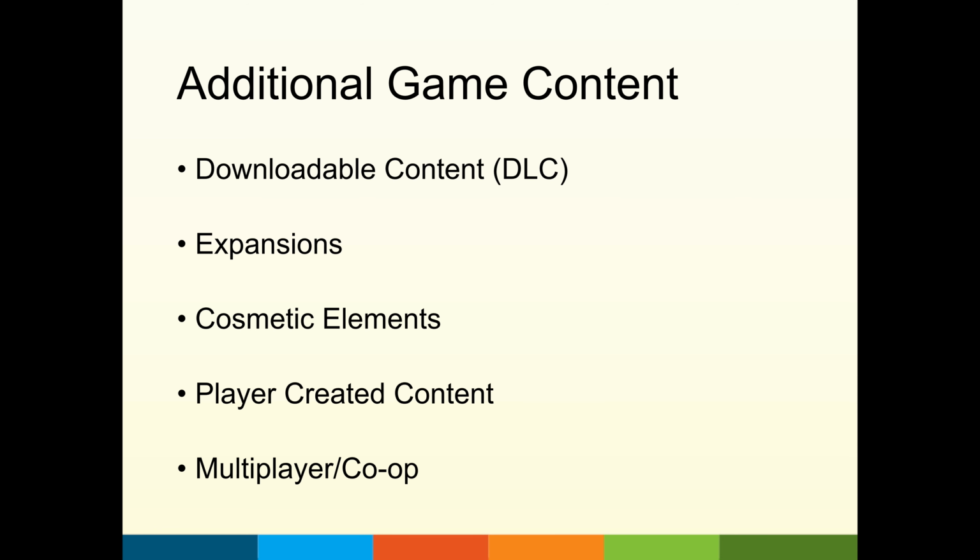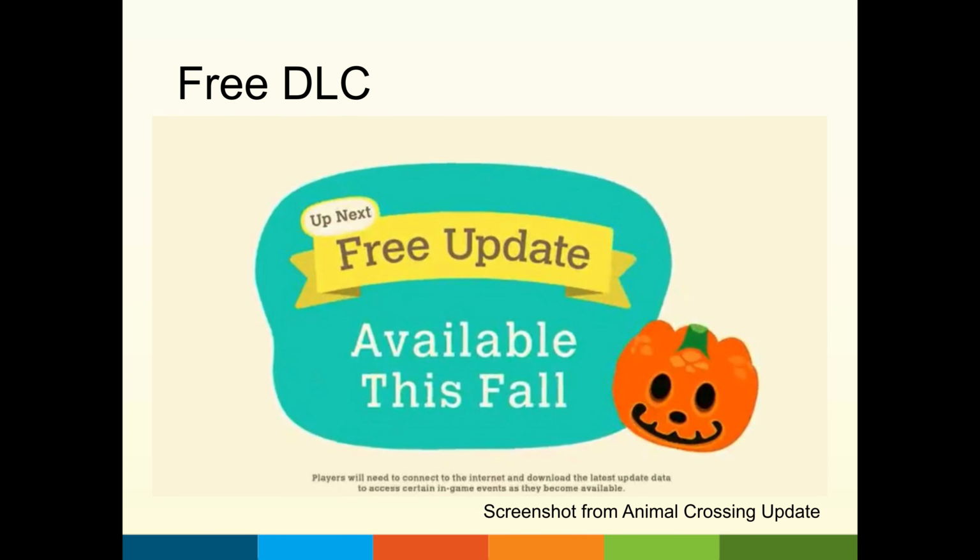So let's take a look at some examples of downloadable content, or DLC. Some games offer free DLC. Animal Crossing: New Horizons on the Nintendo Switch is an example of a game that has free DLC. They have been releasing additional content on a semi-seasonal basis. This image is the update from the fall update, which added the ability to grow pumpkins and create pumpkin-related decor. The summer update added the ability to swim in the waters around the island.